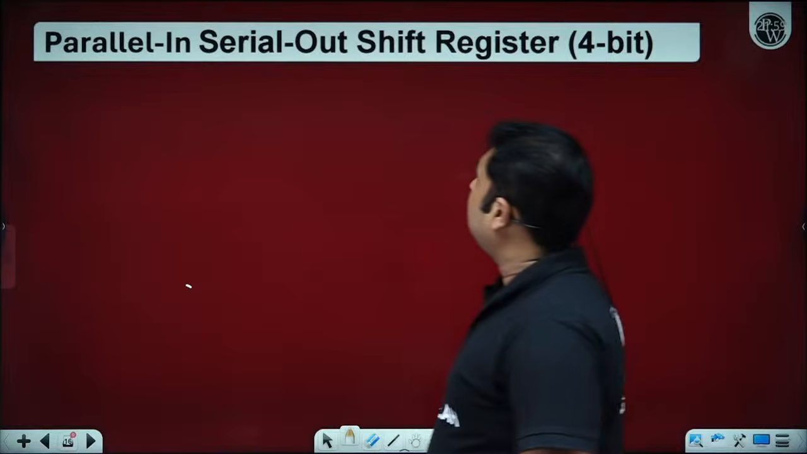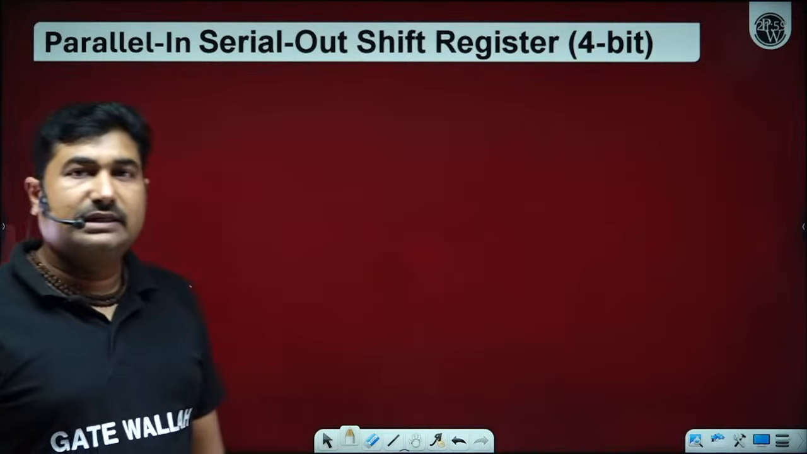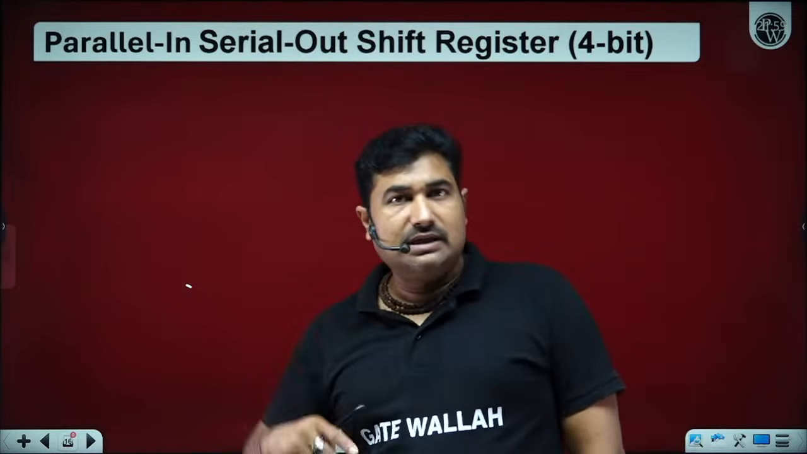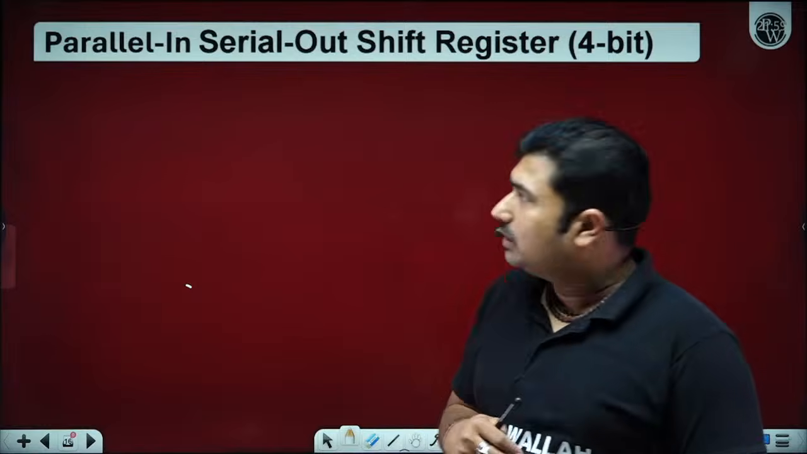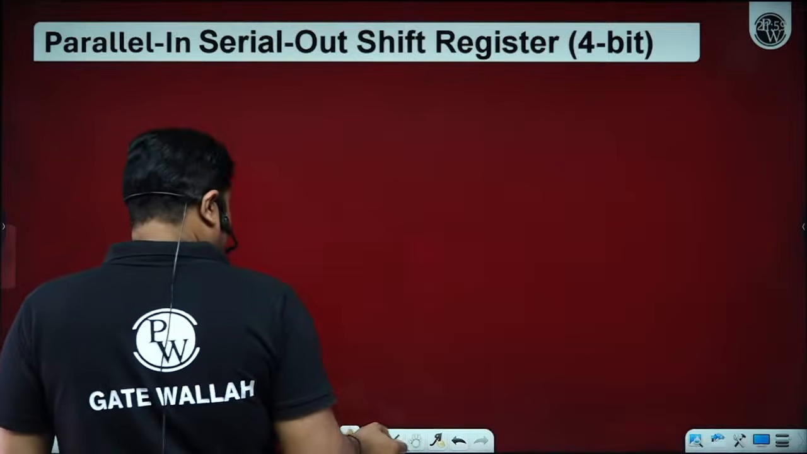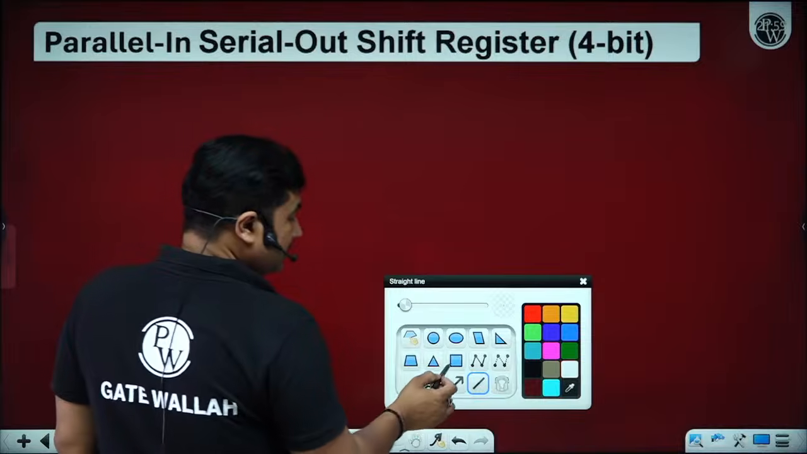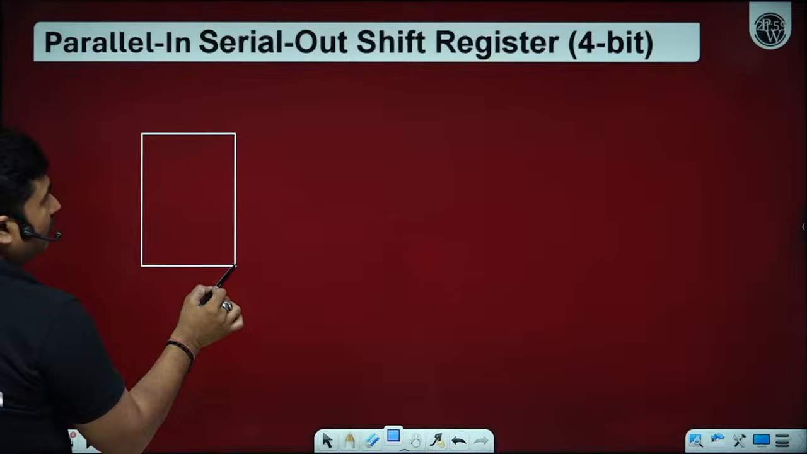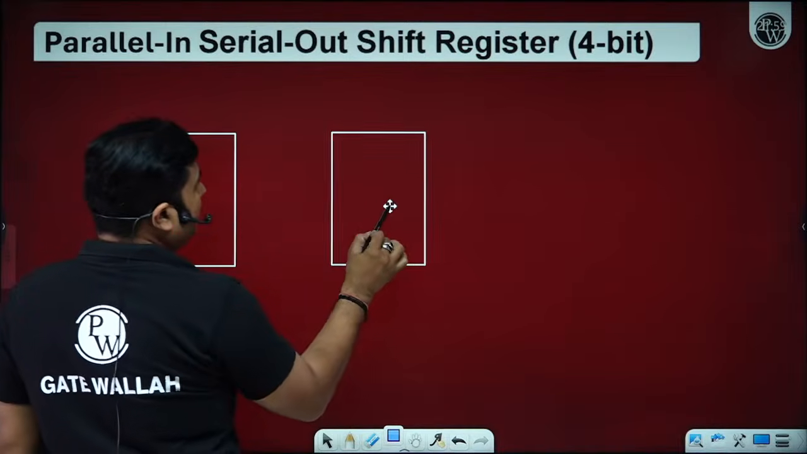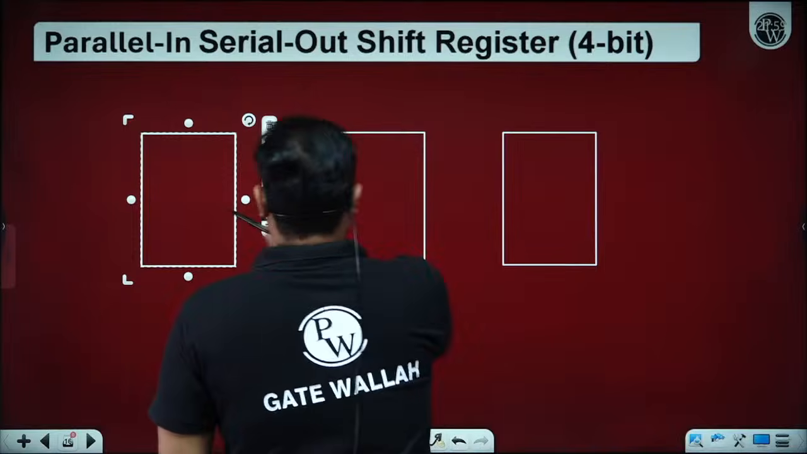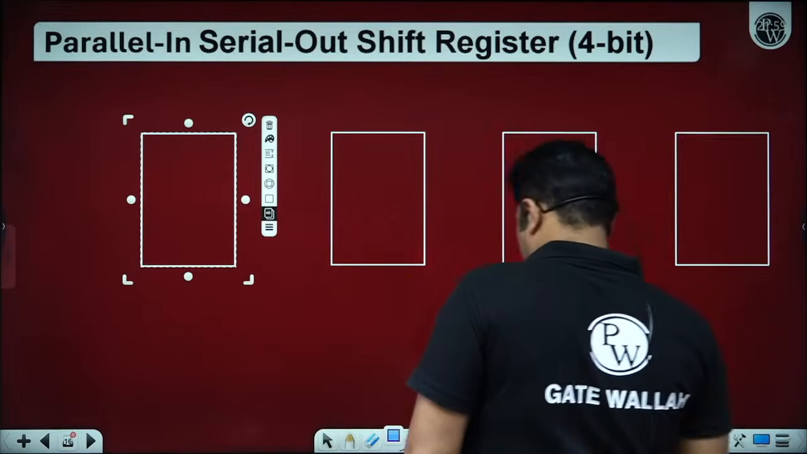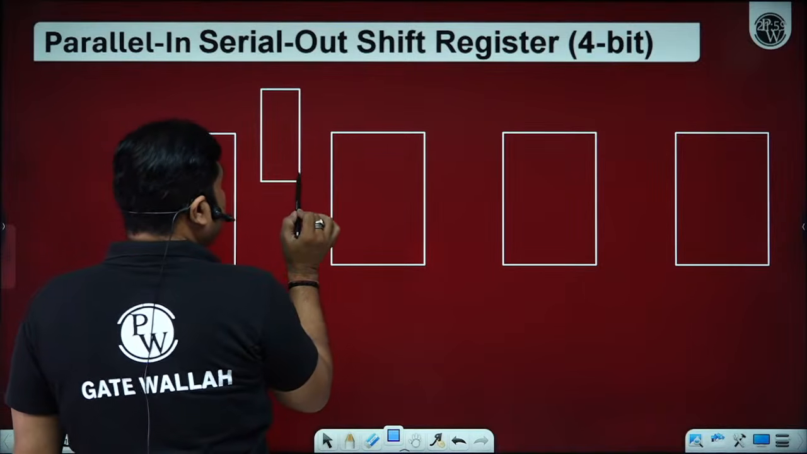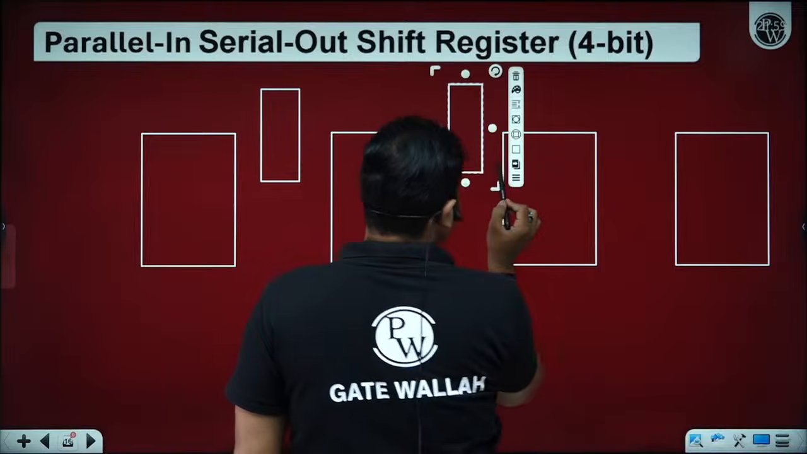Can you tell me about the parallel in serial out shift register? Till now we have completed two: serial in serial out, and serial in parallel out. Now let us discuss the parallel in serial out register. Again I am considering 4-bit, so for 4-bit we need 4 flip-flops. In this we need to use one more circuit called a multiplexer.